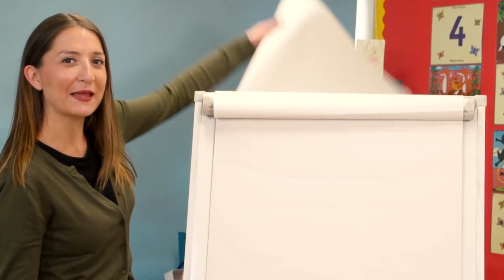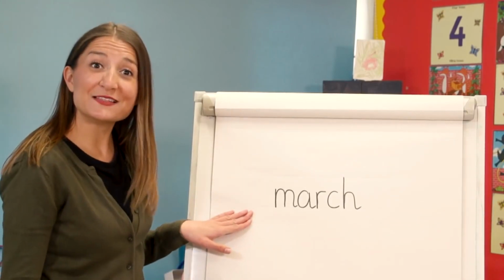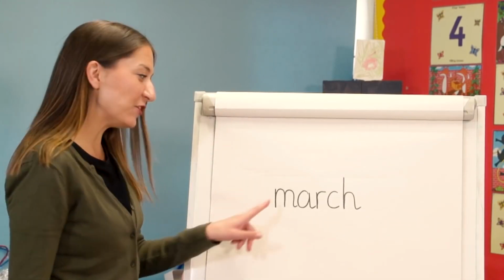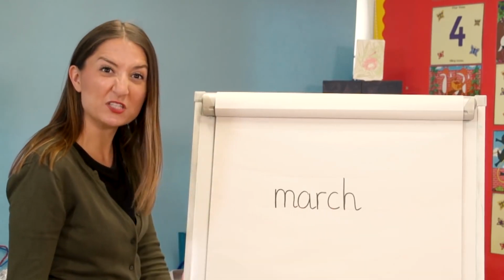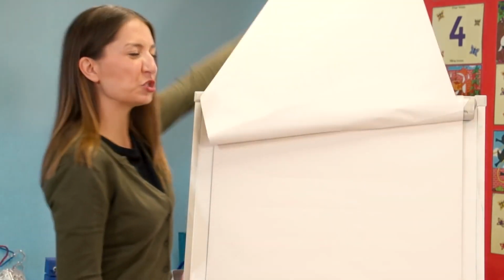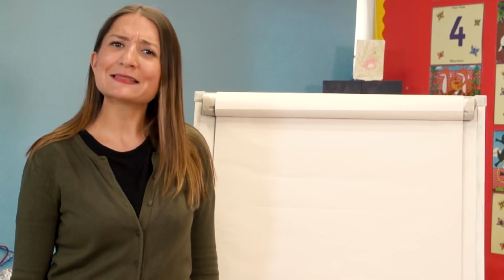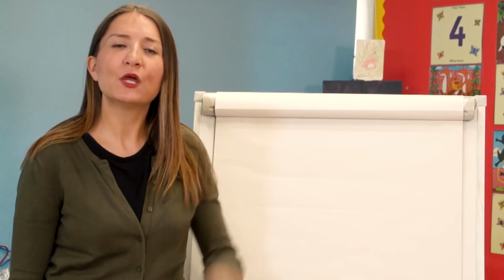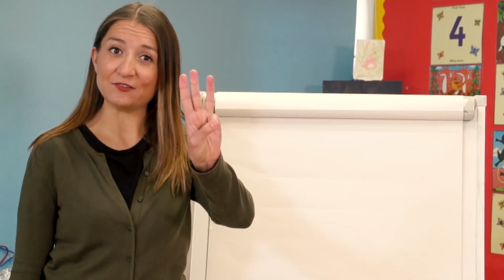Okay, let's check our spelling. Does your word look the same as mine? Have you remembered the 3 sounds? If not, you can change it. Okay, let's spell shark. Segment the sounds with me. Shark. Sh, ar, k. Let's count how many sounds there are. Sh, ar, k. That's 3 sounds.